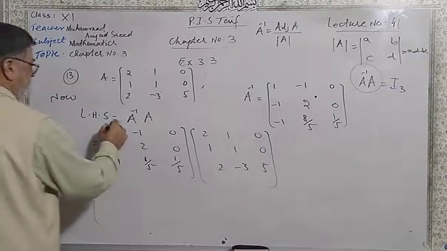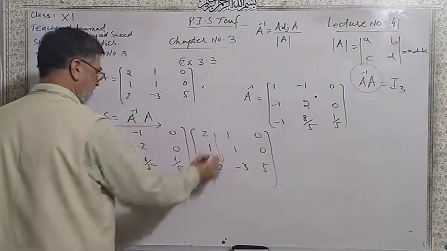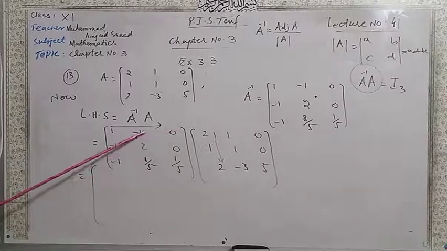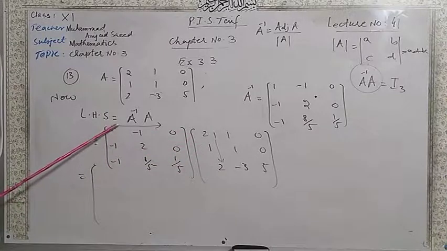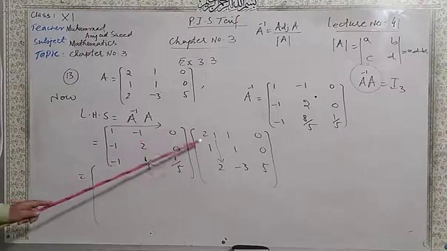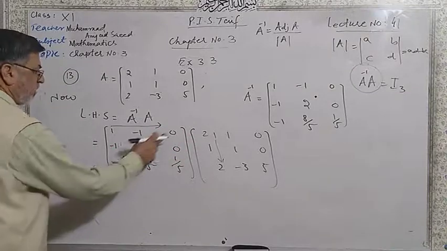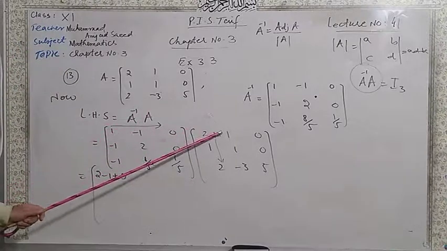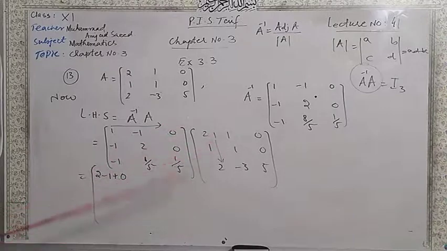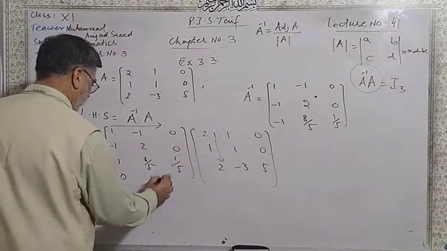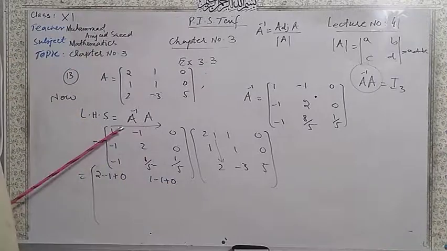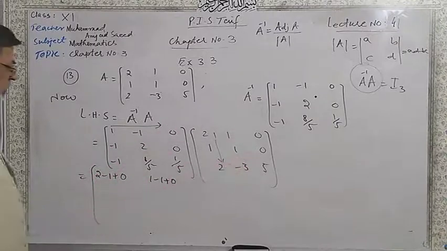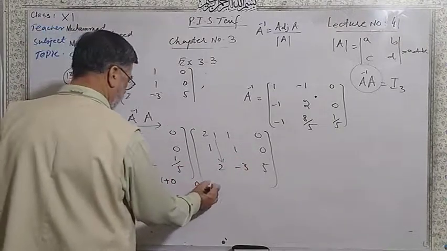Dear students, take your first row and this first column. Here is first into first plus second into second plus third into third. First into first is 2, second into second is minus 1, and third into third is 0. Then 1, minus 1, 0: 1 minus 1 plus 0. Similarly, 0 plus 0 plus 0.